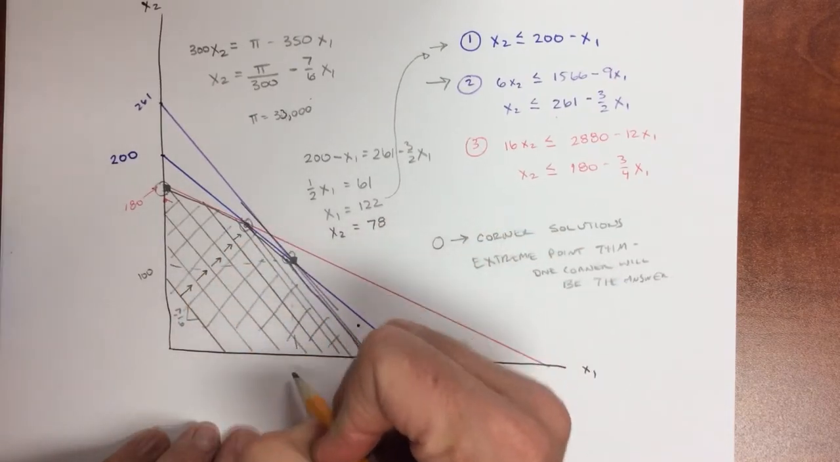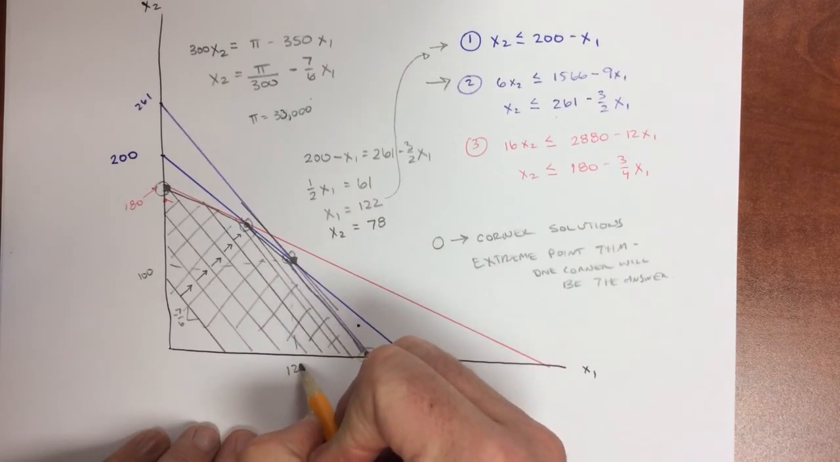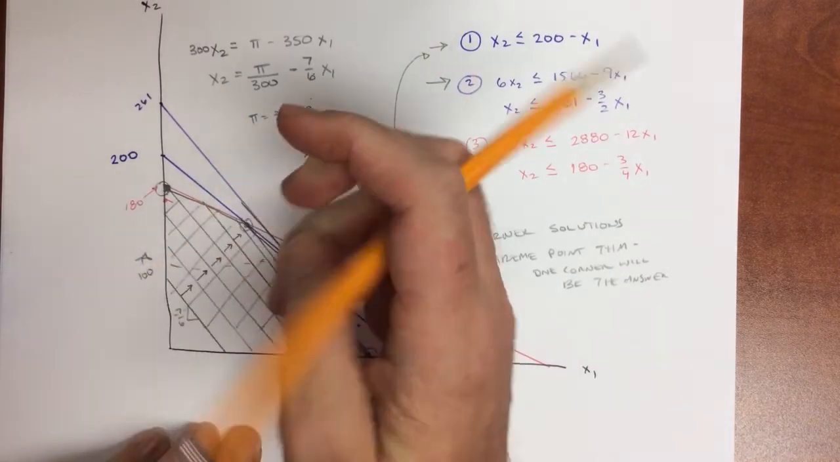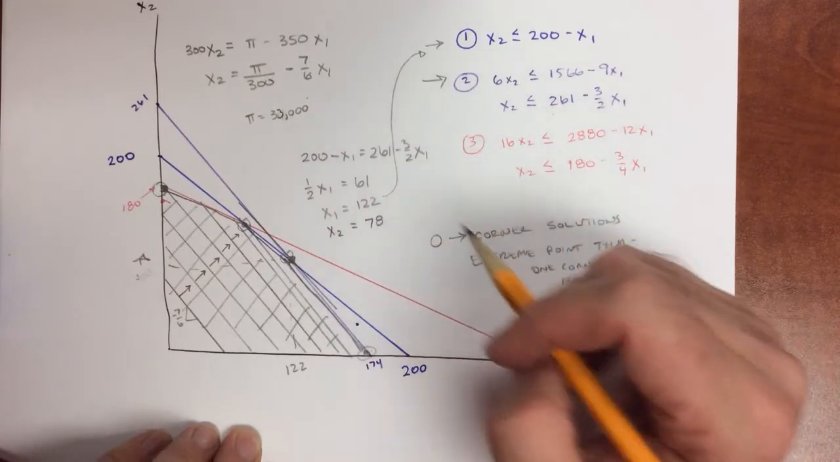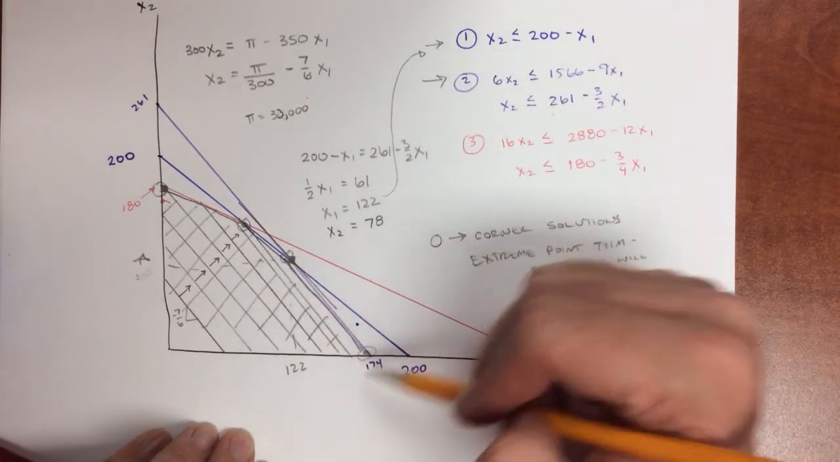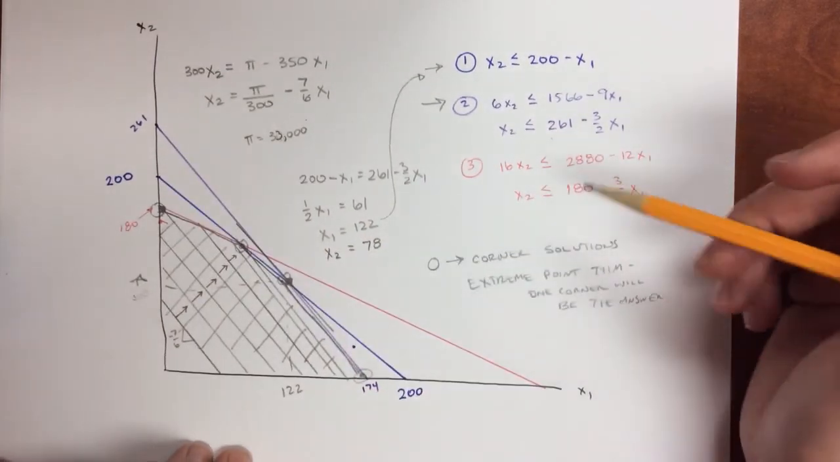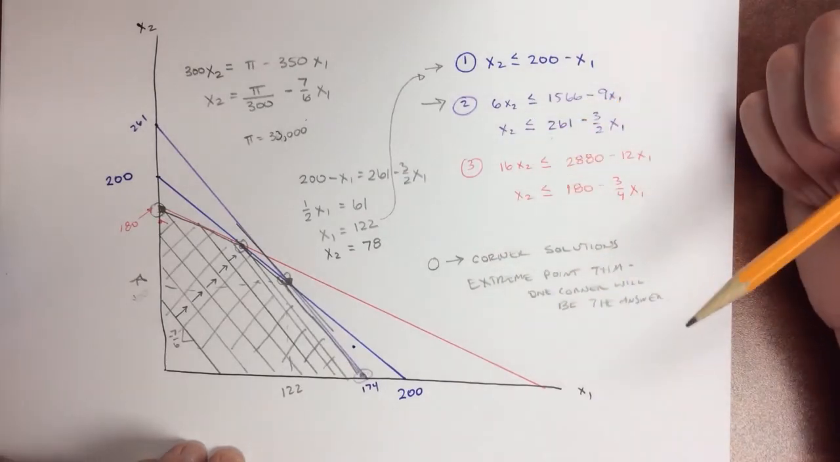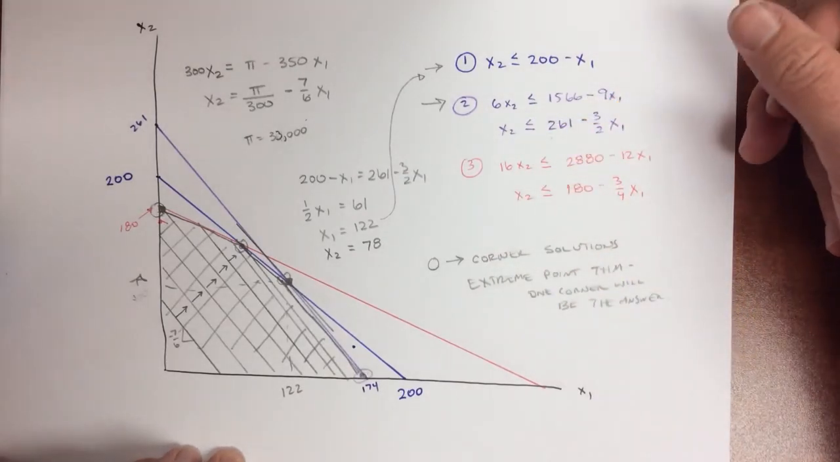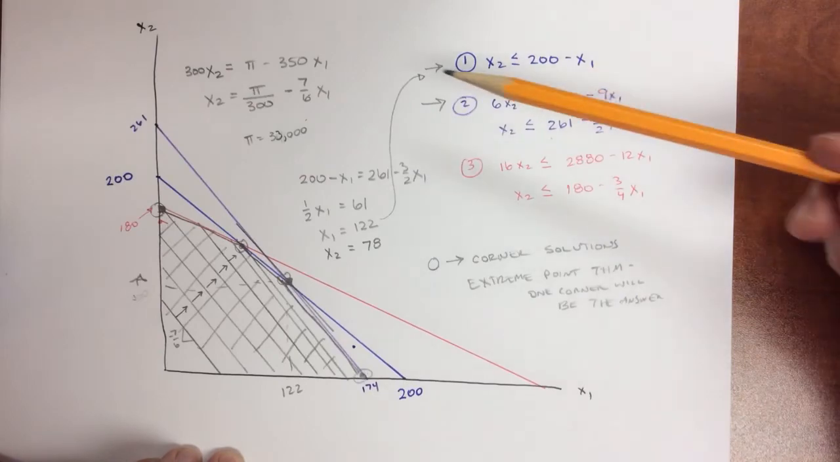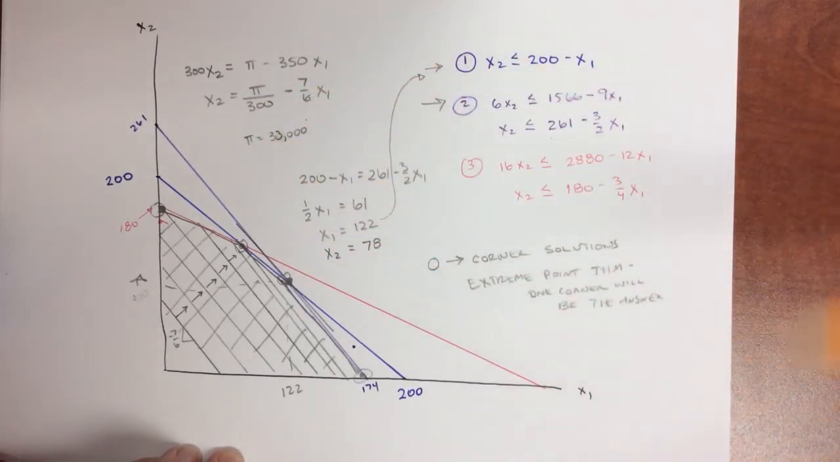And so there, 122 and 78 are our optimal solution for this linear program. And therefore we've now found the solution. Now what we're going to do next in the fourth part is look at a computer program that does this for us to see if we get the right answer.